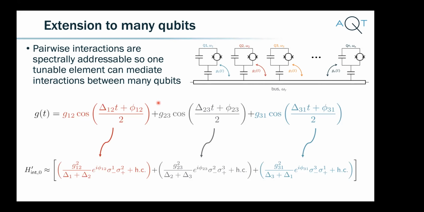So where was it? Oh, yeah. You can see that it's a very nice mapping from the frequency spectral content of the coupling to the corresponding photon swap path between the desired qubit pairs.